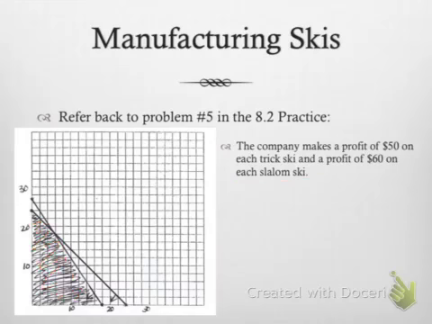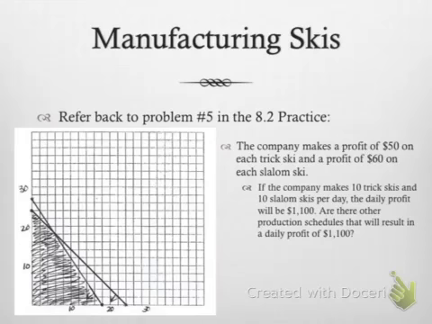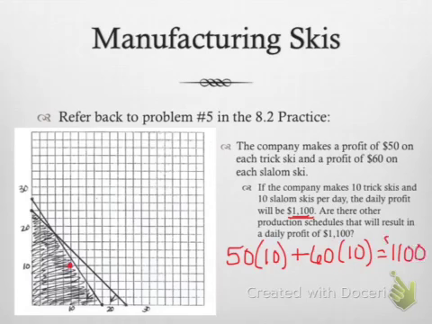Okay, so if the company were to make 10 trick skis and 10 slalom skis per day, which is a point that we have here, right about there, then they would end up making a profit of $1,100. So it's just a matter of taking the 50 times the x value of 10 for the trick skis plus the 60 times the y value of 10 for the slalom skis. That's where they're getting the $1,100 of profit.